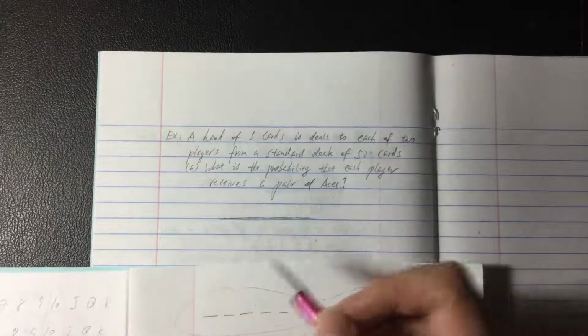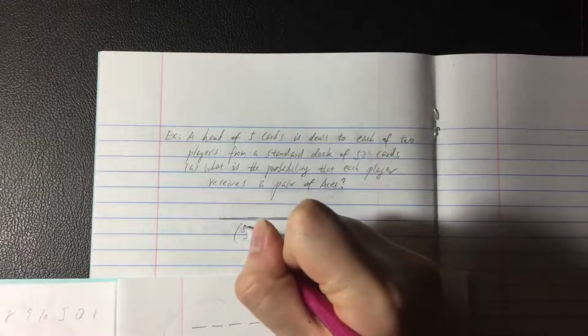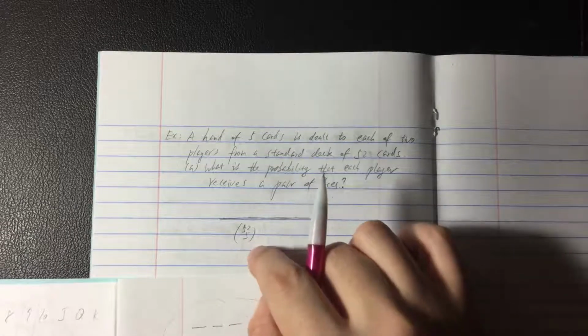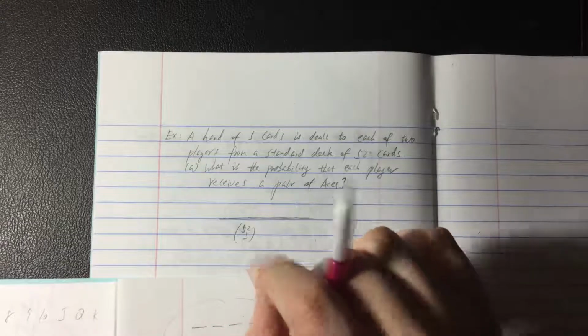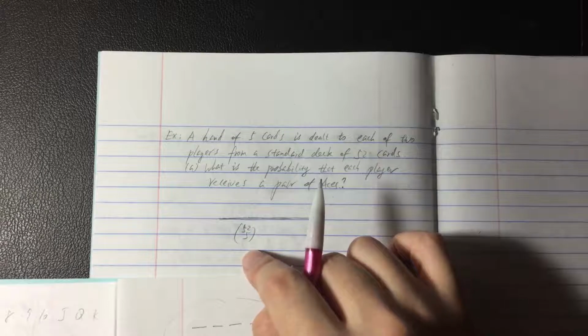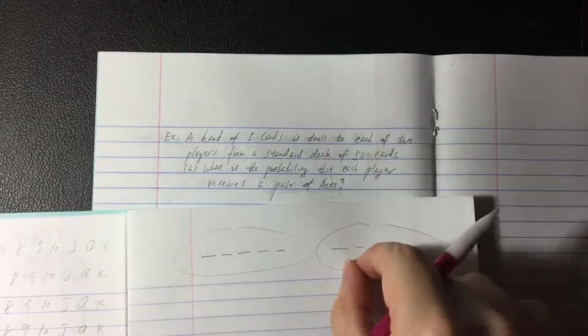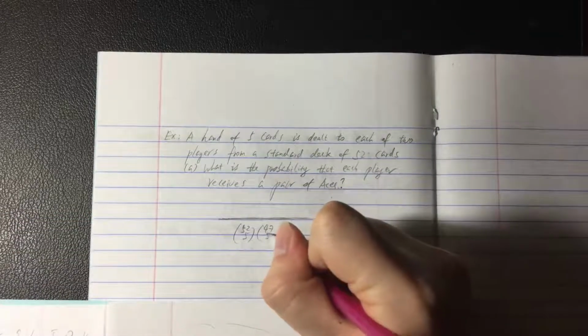Let's let the first player pick 5 cards first. The number of ways to choose 5 cards out of 52 is 52 choose 5. That's the first player. After the first player makes a choice, how many cards are left? There are 52 cards in total. He picks 5 cards, so 47 cards are left for the second player. The second player also chooses 5 cards, but from what's left. He chooses 5 cards out of 47.